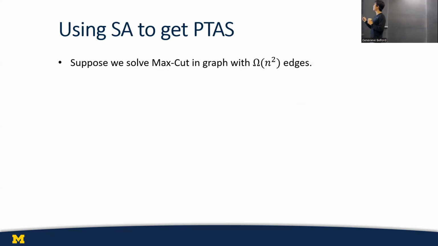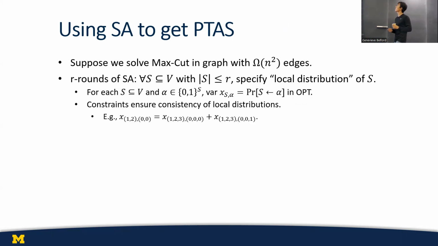But let me briefly tell you how to do this using Sherali-Adams. It's not part of the paper, but let me just give you some idea. Suppose we are trying to solve max cut in a graph with n squared edges, so a dense graph. Of course we are going to use some notion of Sherali-Adams. For me it's nothing but some strengthened version of LP. What we do is, for any subset S of variables that has at most r vertices, suppose that alpha is a partial assignment to the variables of S.